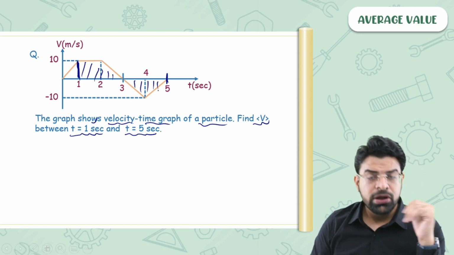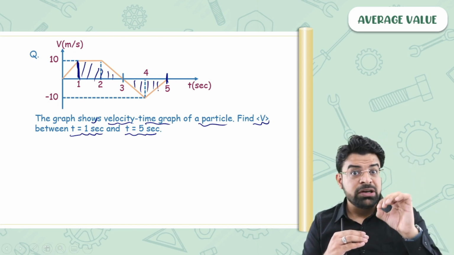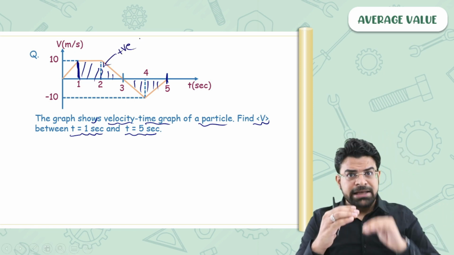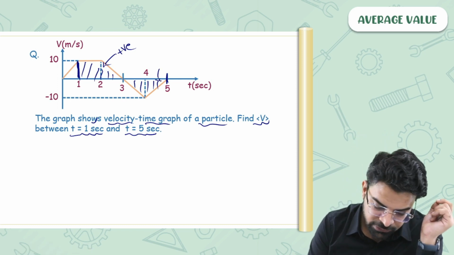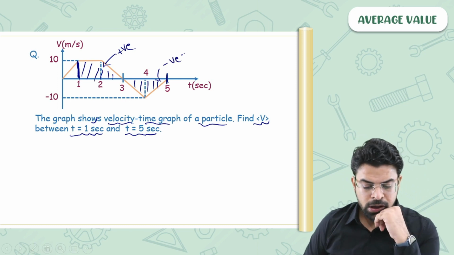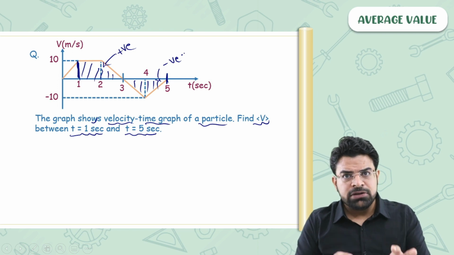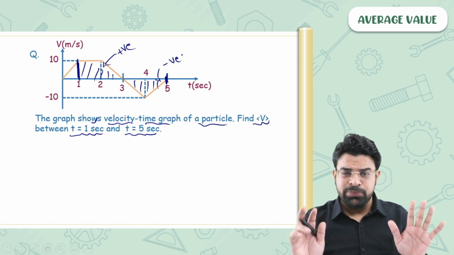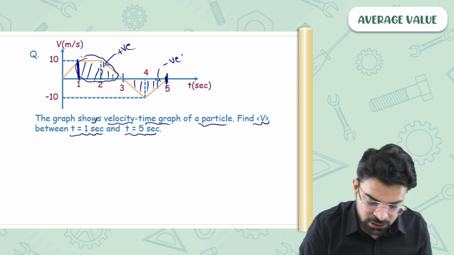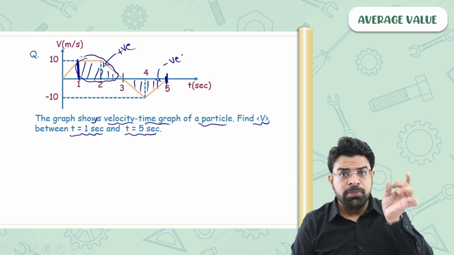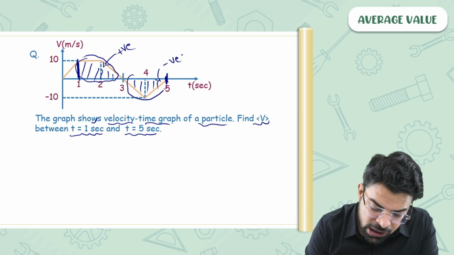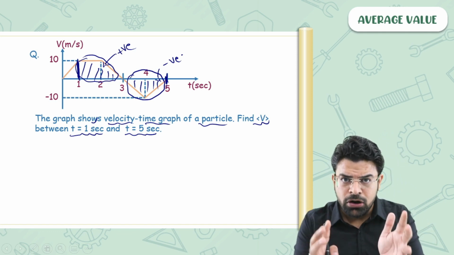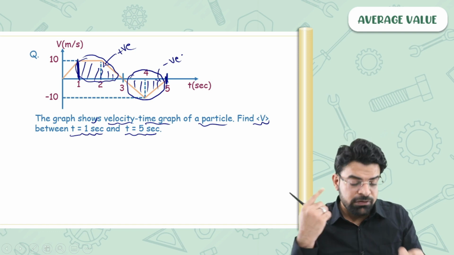Notice that the area above the x-axis will be treated as positive area. So this area will be taken as positive. And the area below the x-axis will be treated as negative area. So this area will be treated as negative area. So how to find the average value of velocity over time equals 1 to time equals 5? Sir, it's simple. Just find this positive area. How? Sir, it's a trapezium. Half into the sum of parallel sides into height. And then find the area of this triangle. How? Sir, it's a triangle. Half into base into height. Then find out the overall area and divide it by the change in time. That will give you the average velocity.